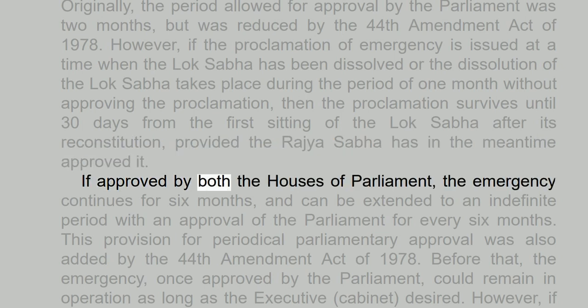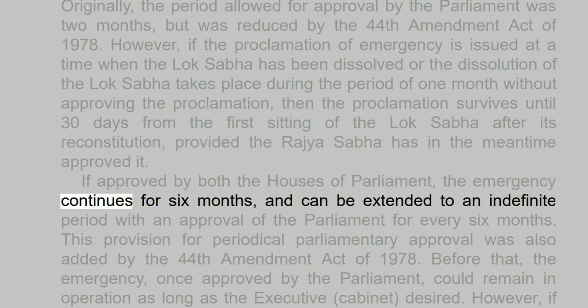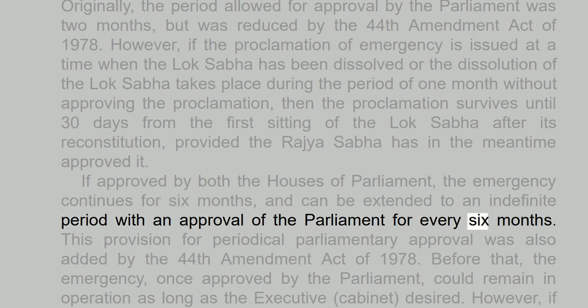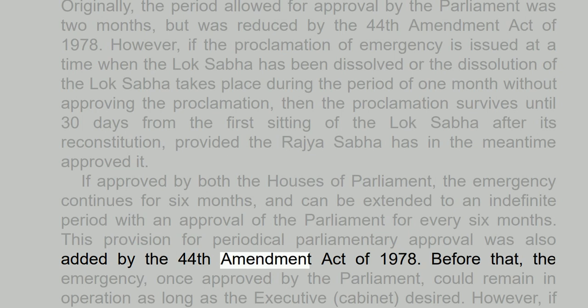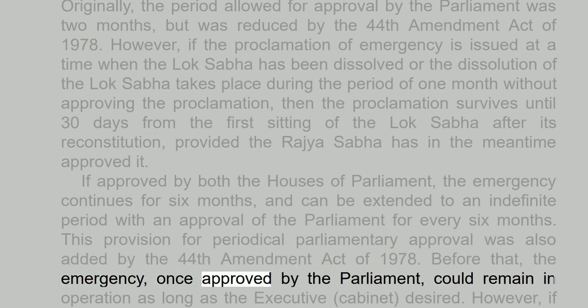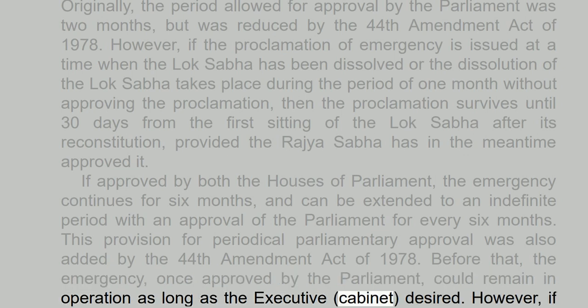If approved by both the Houses of Parliament, the emergency continues for 6 months, and can be extended to an indefinite period with an approval of the Parliament for every 6 months. This provision for periodical parliamentary approval was also added by the 44th Amendment Act of 1978. Before that, the emergency, once approved by the Parliament, could remain in operation as long as the Executive, Cabinet, desired.